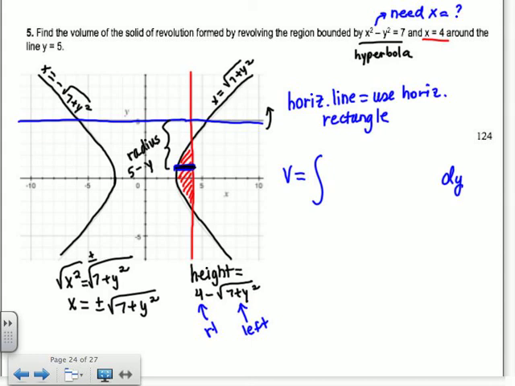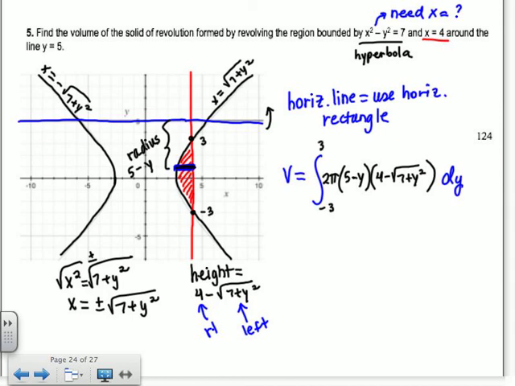Okay, so let's put it all together. So I have 2 pi, my radius is 5 minus y, my height is 4 minus the square root of 7 plus y squared, dy. My y values, where do they go from? Where those intersections are. Negative 3 to 3.